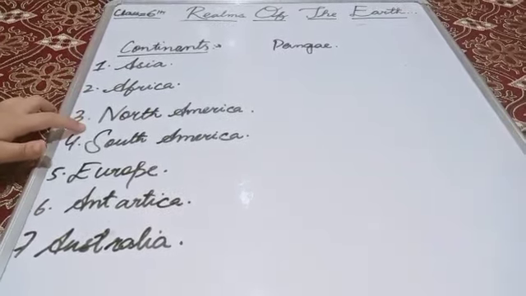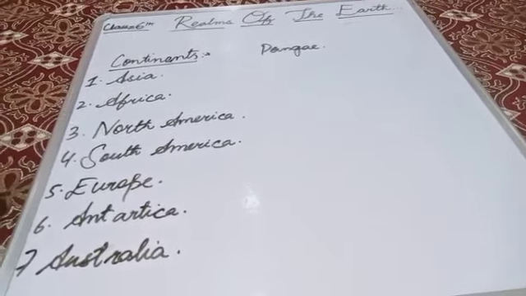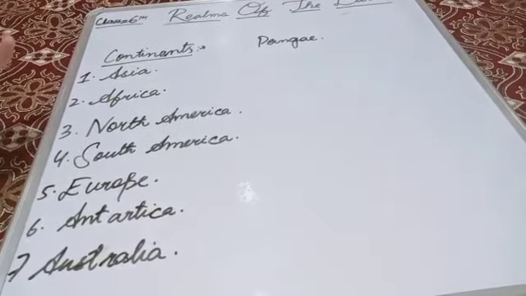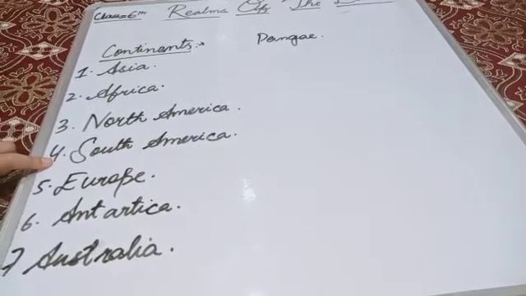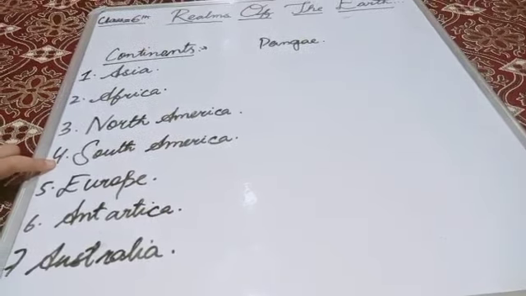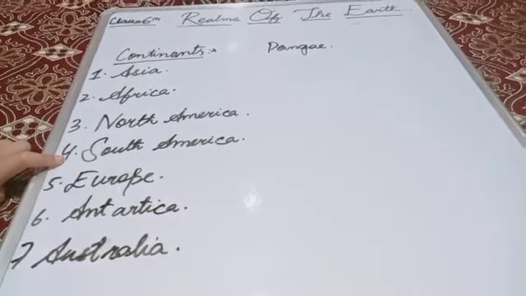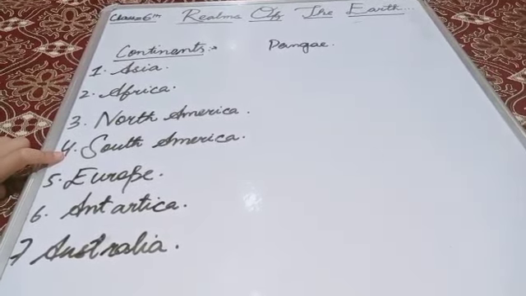Third one is North America. North America is the third largest continent in the world. It is surrounded by Arctic Ocean in the north, Atlantic Ocean in the east, and Pacific Ocean in the south and west. Then it is South America. It is the fourth largest continent in the world and it covers about 1/8 of the Earth's land surface. It is surrounded by Pacific Ocean in the west, Atlantic Ocean in the north and east.